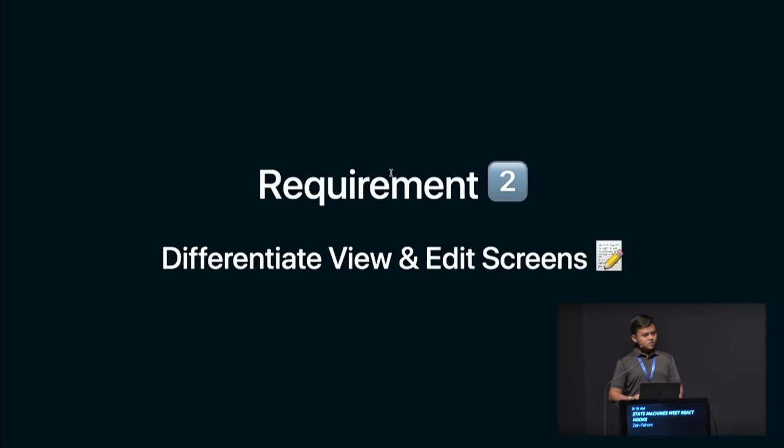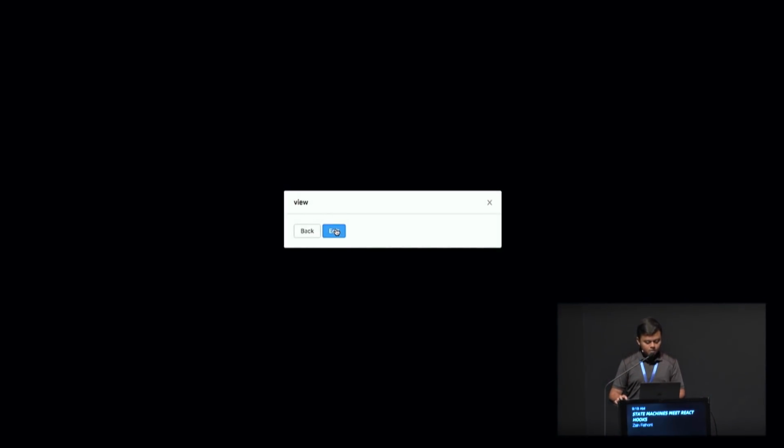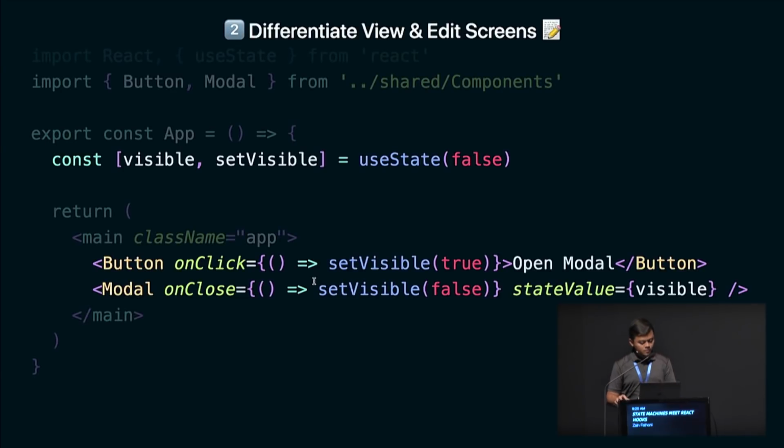Okay, that seems simple, but now let's go to sprint 2, requirement 2, which is we have to differentiate between view and edit screens. Back then our modal was just no content, right? But now it has content and it has an edit button. So it is viewing the thing here, and then when you click edit, it is editing that thing and it can submit. So that's the second requirement.